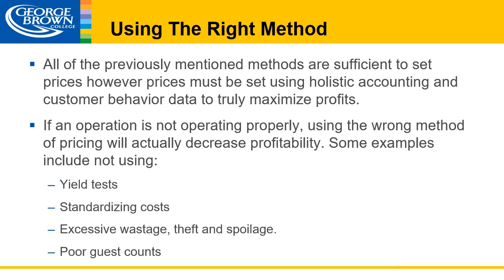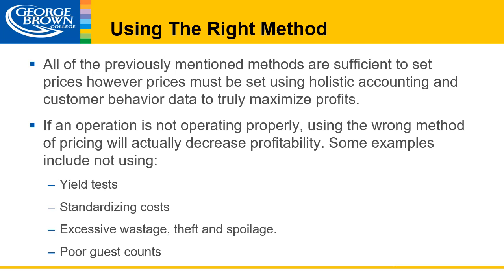Okay, other examples within your operation that may yield some poor results with your profitability are not using yield tests with your meat products or your products that need to be broken down. So this is things like prime rib.